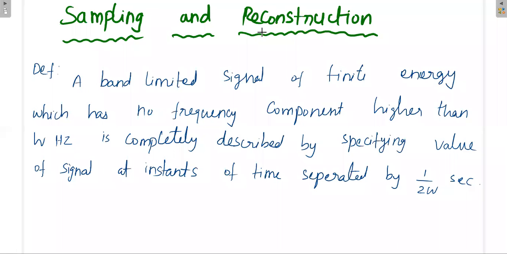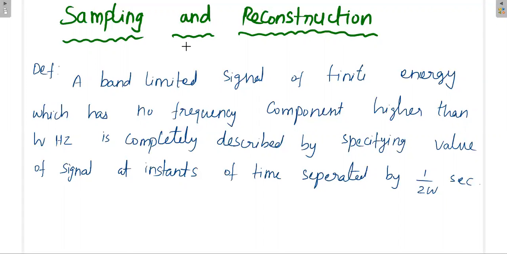Sampling and its reconstruction. We know that sampling is the process that is used to convert the continuous time signal into discrete time signal. Again, from the discrete time signal, if we apply the level operation, that is level assignment, and then convert it into bits, then we can get the digital signal.